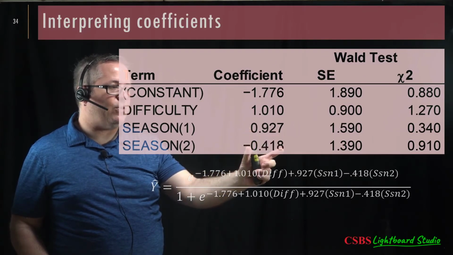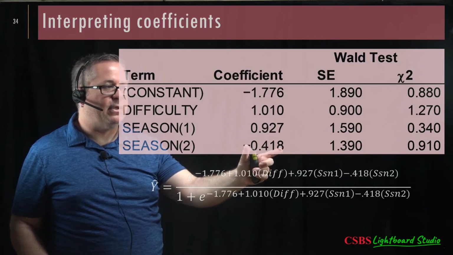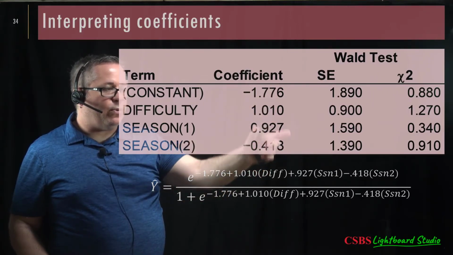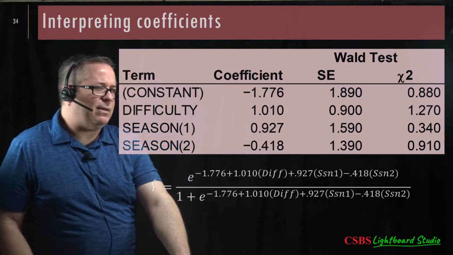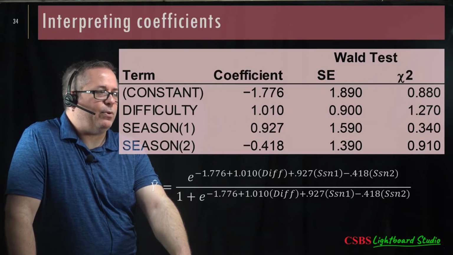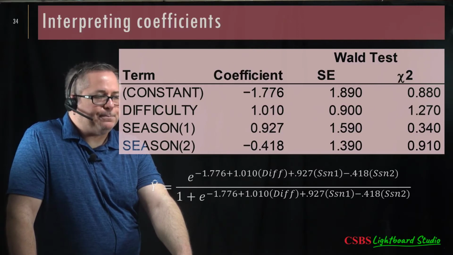However, if I'm skiing in the winter, it's going to go down. I'm going to reduce my chances of falling by negative 0.418 units. The reason why these are important, again, it's completely impossible to interpret what that means. What does it mean that difficulty increases my logit version of y 1.01 units? It's sort of hard to tell. We don't really use these values to interpret anything.